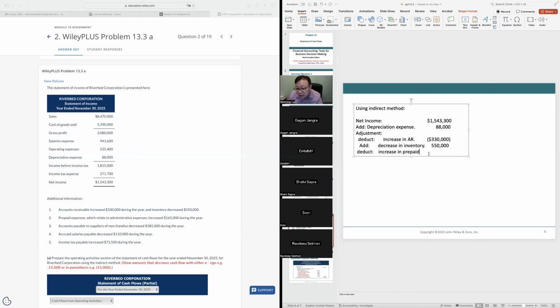Right? Because you pay this ahead of time. So you use cash, right? So this is a deduction. So what is that? 165,000.